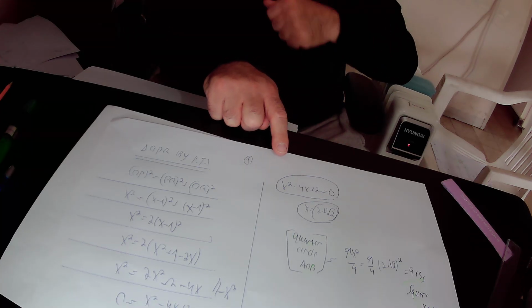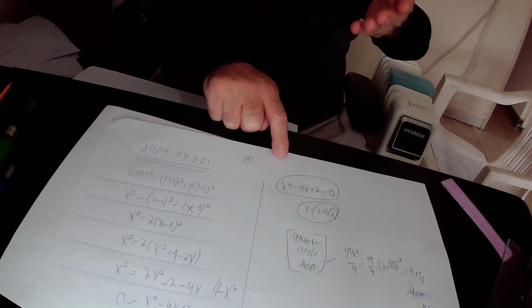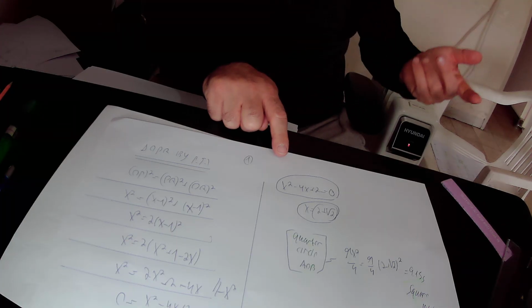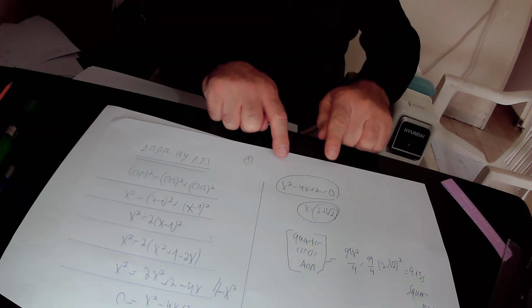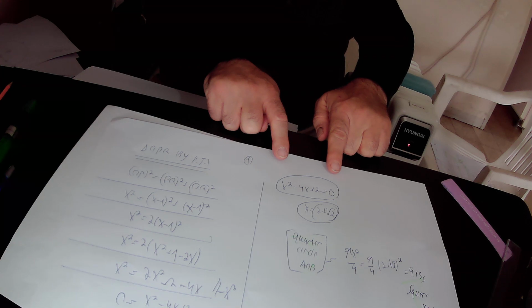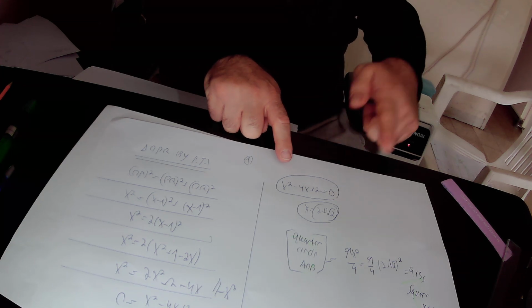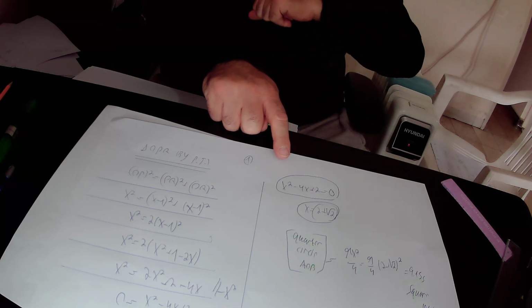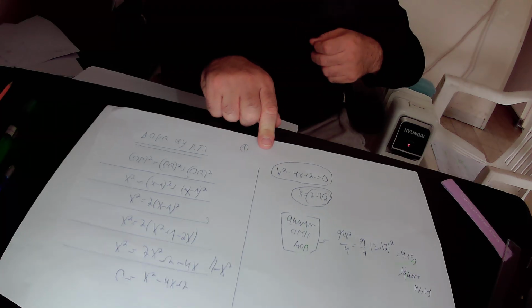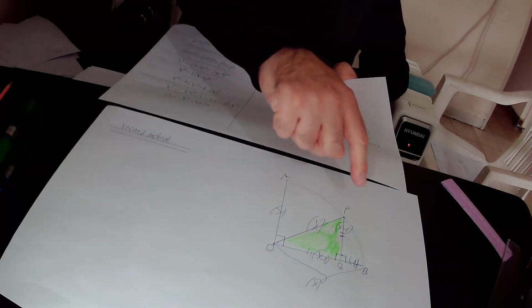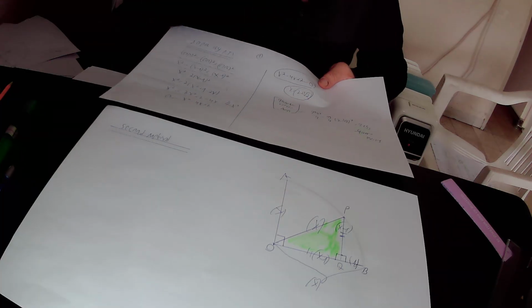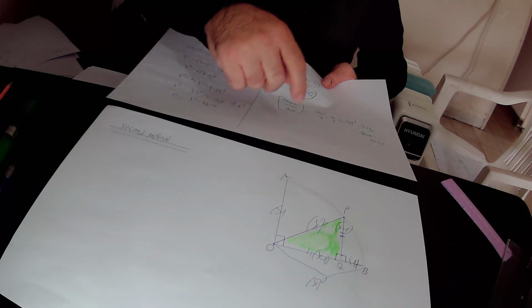This is exactly the same quadratic equation that we had in the first method. The solution of this quadratic equation is x equals 2 plus square root of 2. That is the only solution. Our task is to find the area of this quarter circle AOB.